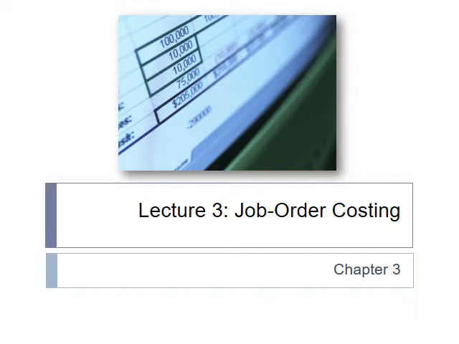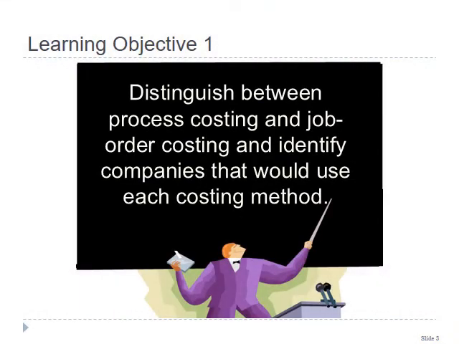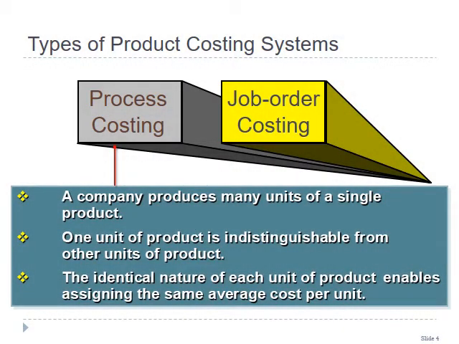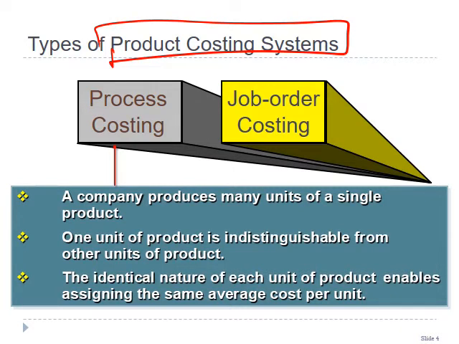So to begin with our learning objective 1, that is distinguish between process costing and job order costing and identify companies that would use each costing method. So there are types of product costing system, and one is called process costing and one is called job order costing. So let's continue with this process costing.